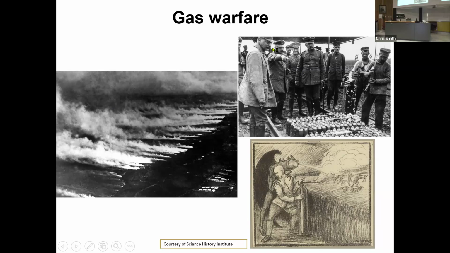Here's Haber himself in his military uniform. By now, he's a captain in the army, getting ready. These are chemical shells loaded with probably chlorine or something like that that they can shoot over, because the technology for chemical weapons was constantly evolving.